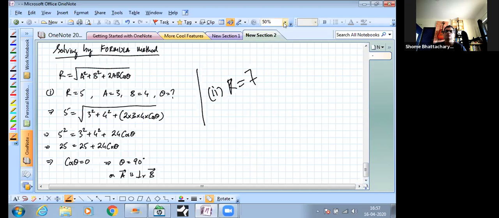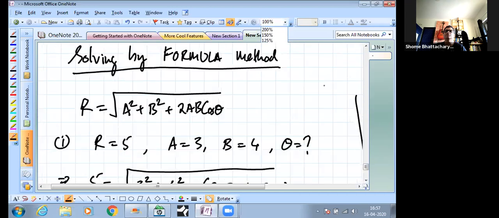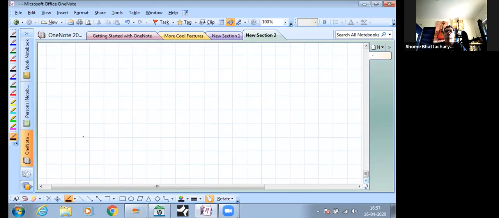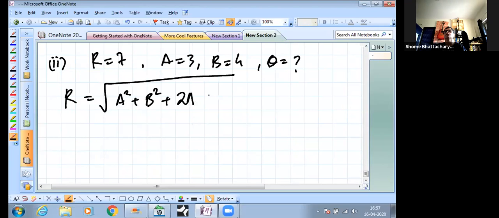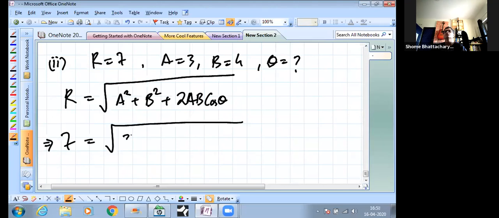Okay, so I hope you have understood this part, all of you. Now I'm just applying the same method to the second part. In the second part, I want the resultant to be 7, while the magnitudes of A and B were 3 and 4, and I want to find out theta. So I use the formula. The resultant is square root of A square plus B square plus 2ab cos theta. So 7 is equal to root of 3 square plus 4 square plus 24 cos theta.